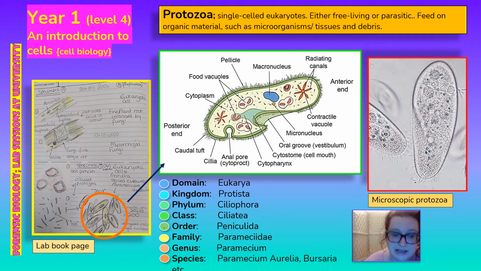And this page is about looking at binomial nomenclature again, the posh word for the naming process. This one is a eukarya. The kingdom is Protozoa. And as you can see, its species is Paramecium aurelia. Don't know if I said that right, but that's a lot to say actually.